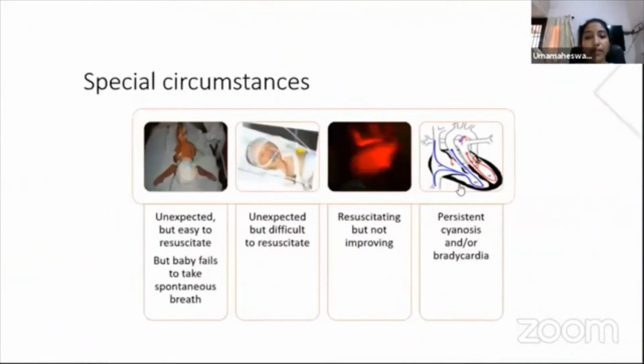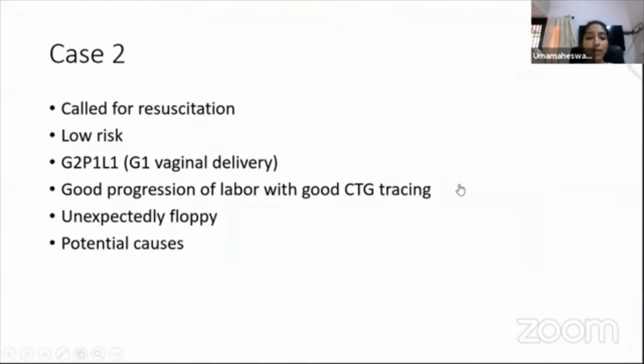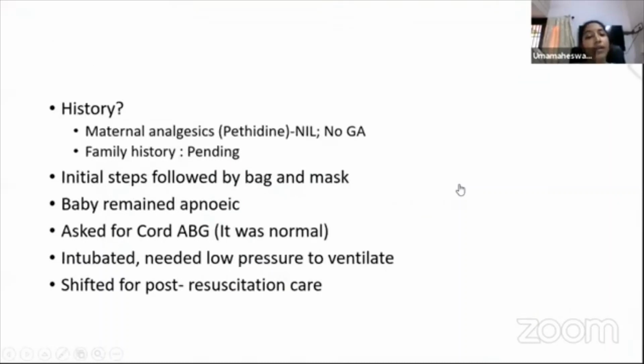Coming to special circumstances, this is a low risk case, with good progression of labor, and the baby is unexpectedly floppy. The mother was not given any analgesics. Initial steps were followed by bag and mask.